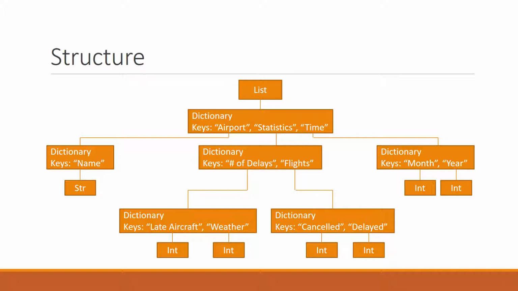So something very important to notice about the structure of this dataset is that this is not the whole dataset. This is just the dictionaries I picked out that were relevant to the questions I wanted to pose and answer. Secondly, this is all just a list of dictionaries, and within them are all the keys that I use. So first off, the name key is a string value located within the dictionary associated with the airport key. The late aircraft and weather keys are both integer values located within the dictionary associated with the number of delays key. Similarly, the canceled and delayed keys are integer values located within the dictionary associated with the flights key. Lastly, the month and year keys are integer values located within the dictionary associated with the time key.